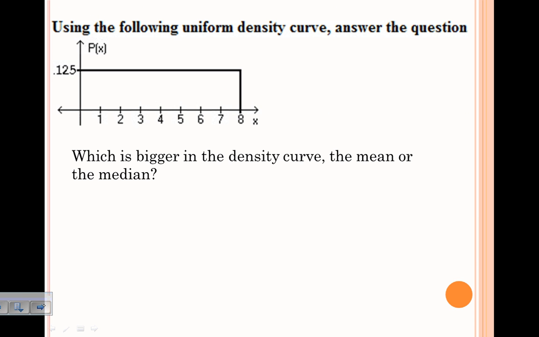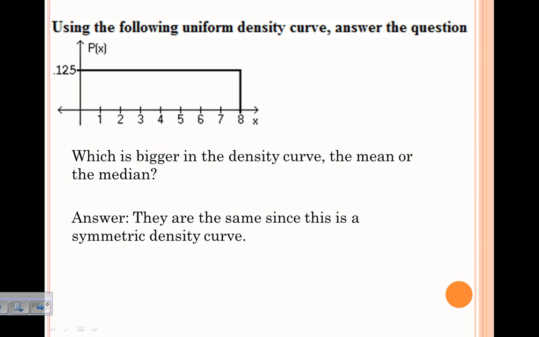You guys try this one. This is again a uniform density curve. Which is bigger on this density curve, the mean or the median? Remember, the mean gets pulled out by the skew a lot more than the median. So is this skewed right or skewed left? It is neither. Okay, this is symmetric. Even though it's uniform, it is symmetric. So they are the same.